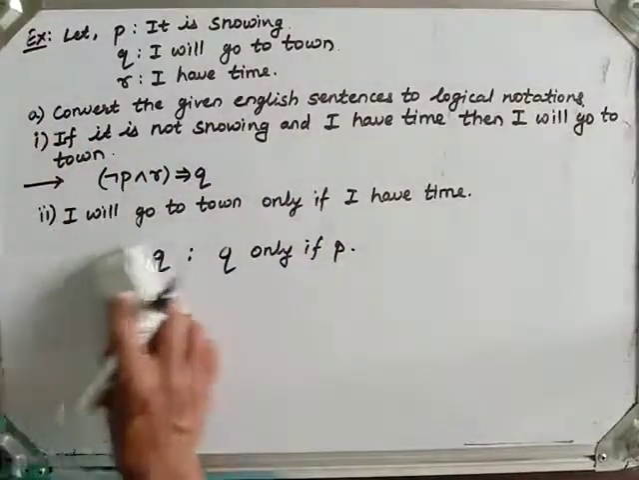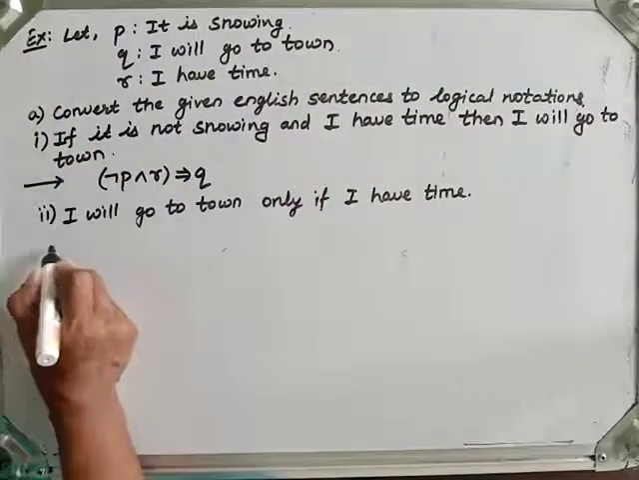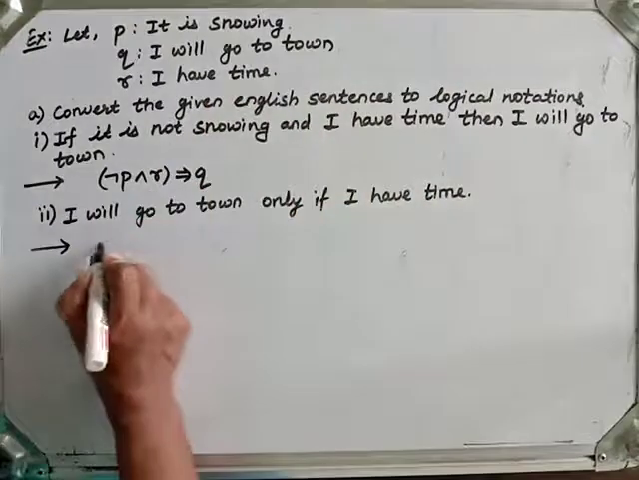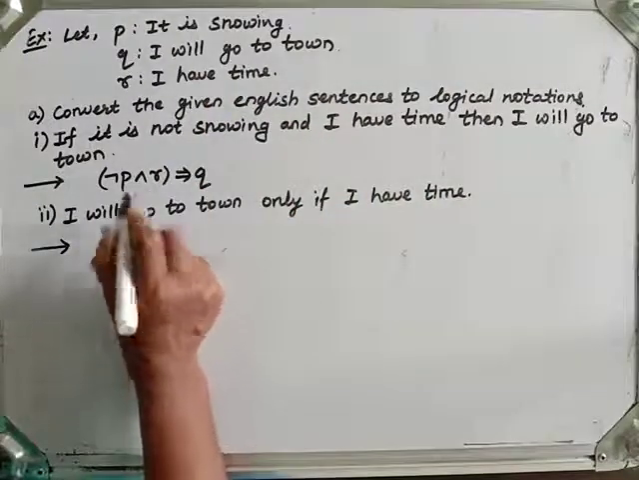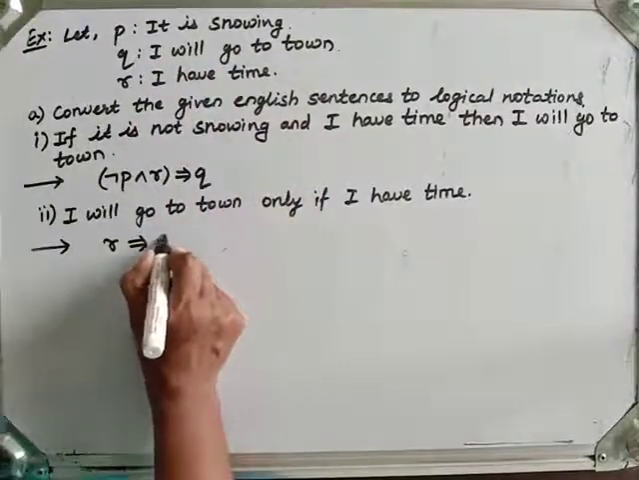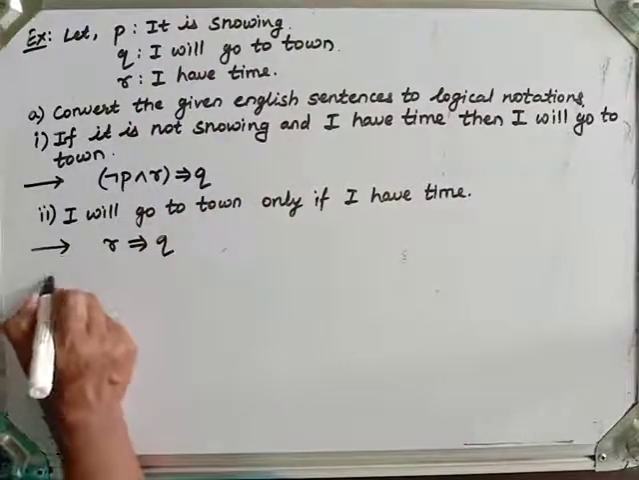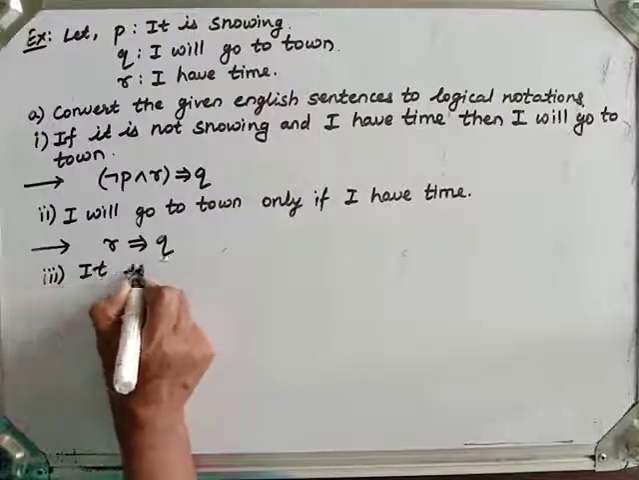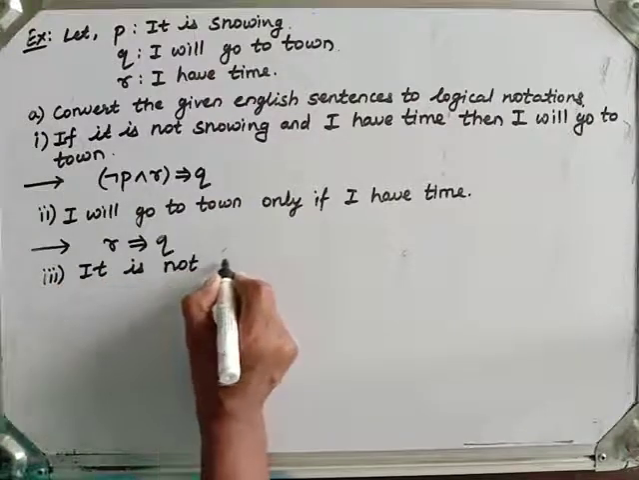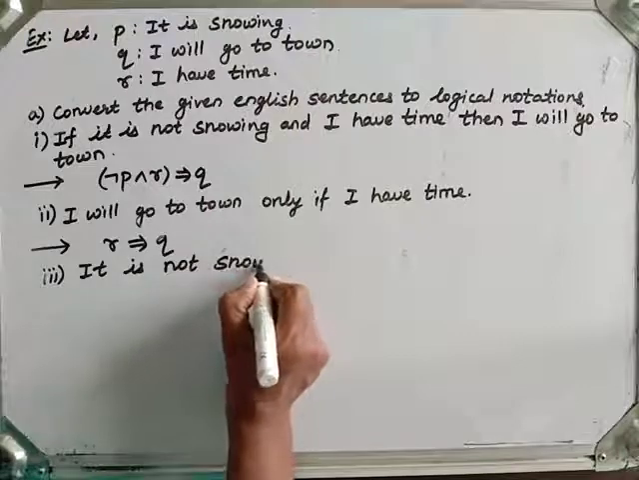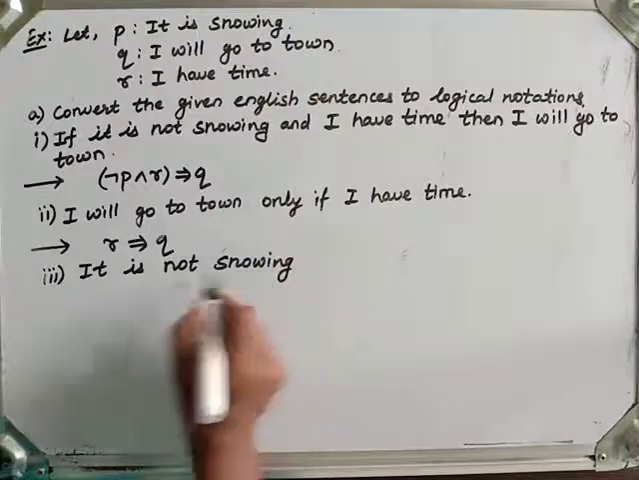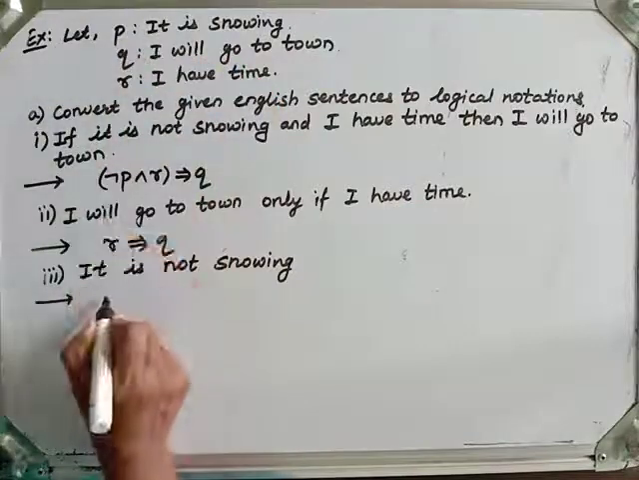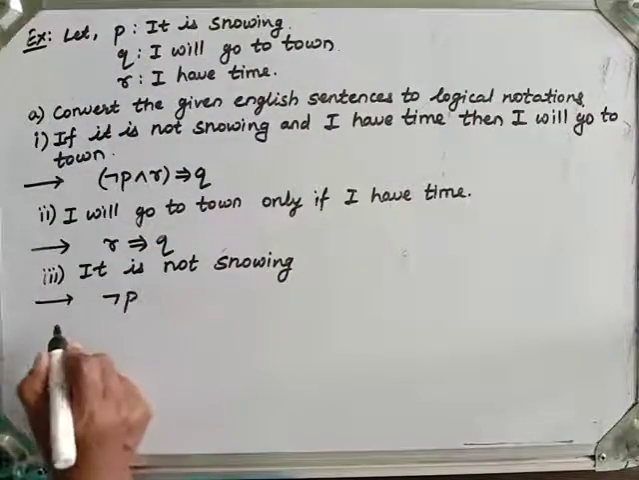So according to that, what is the answer here? This statement will give us that "I have time" means R, R implies I will go to town. So R implies Q. Now the third one: it is not snowing. Not snowing means what? It is negation of P. So the answer is negation P.